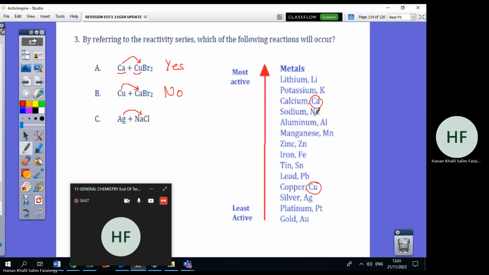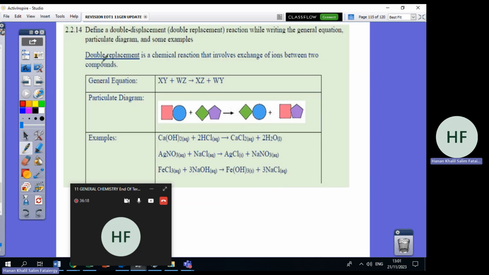Let's say AG بيقدر يطرد NA. اوكي هاي NA وهاي AG. مين أقوى؟ ال NA أقوى. إذا ال NA will not go and let the AG replace it. Okay. طيب, another question. Now double replacement.